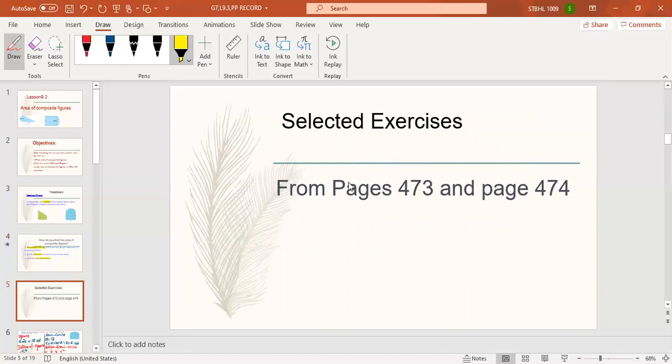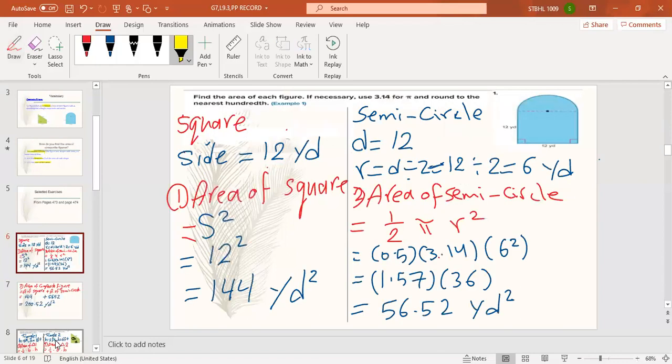We will solve some selected exercises from your textbook pages 473 and 474. Exercise 1, page 473. Find the area of each figure. If necessary, use 3.14 for pi and round to the nearest hundredth.